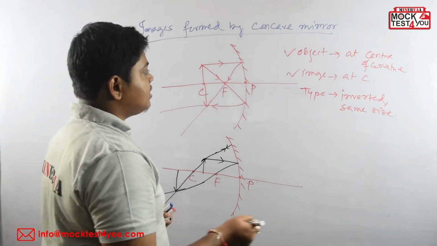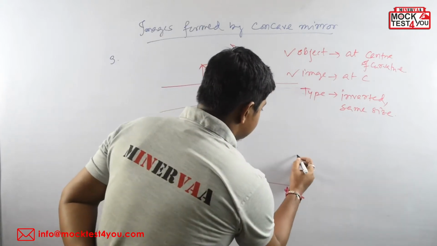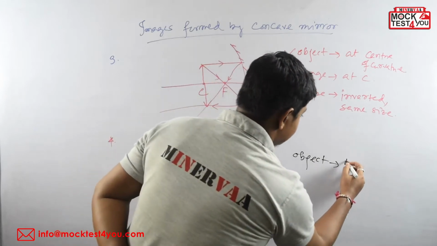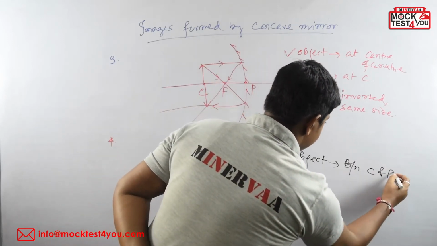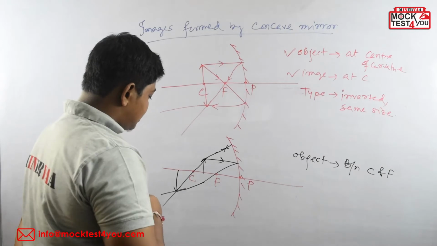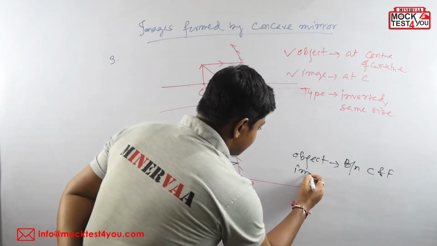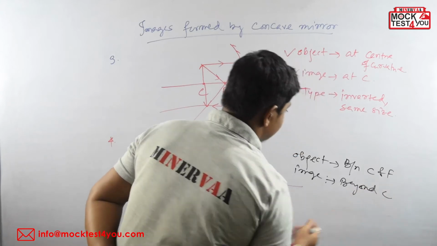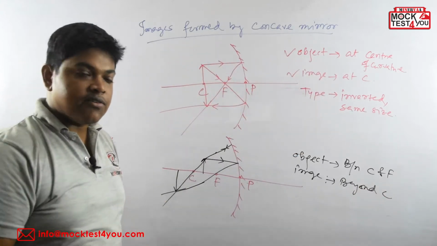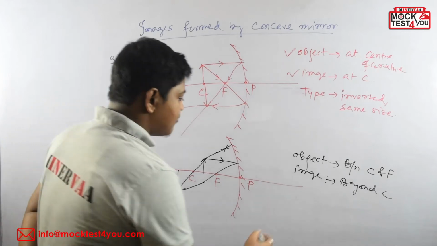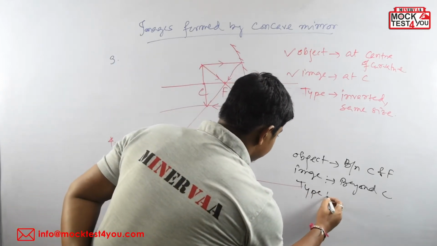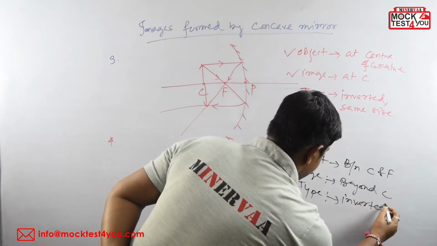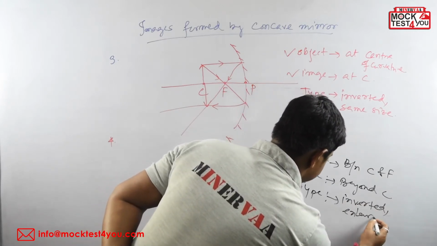So what can we write down over here? That is, the object is placed between C and F, and we are getting the image beyond the center of curvature, right? So we are getting the image beyond C, C for center of curvature. Now, what's the type of image we are getting? The image is inverted in nature and it is enlarged in size.